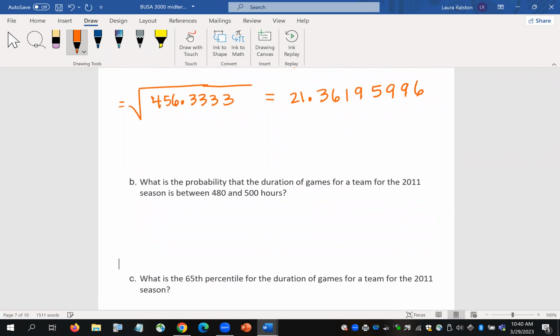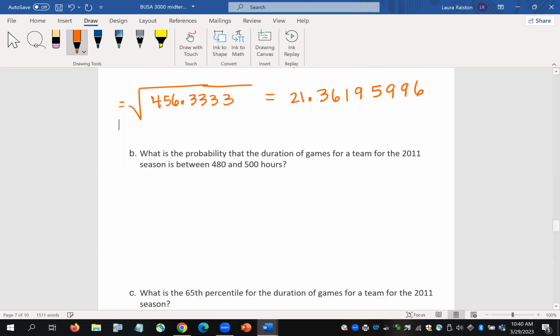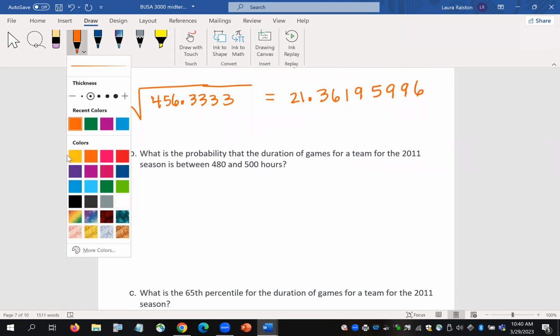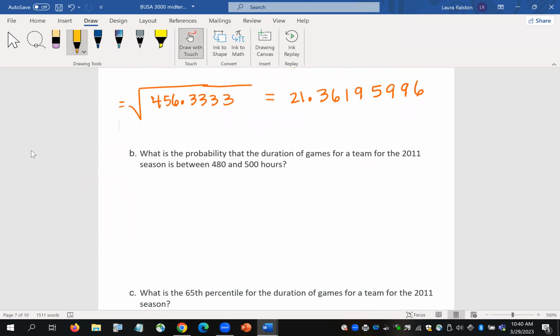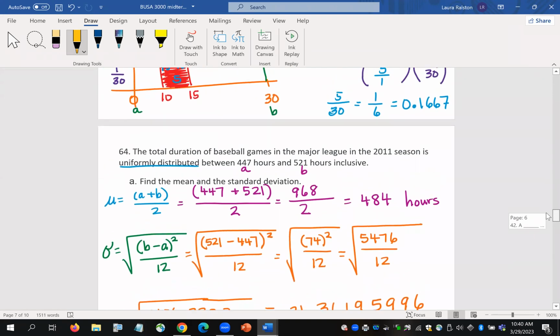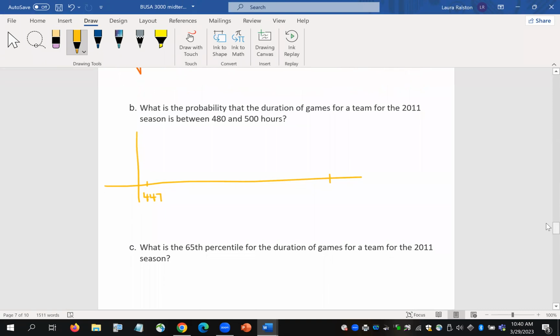It says, what is the probability that the duration of games for the team is between 480 and 500 hours? So again, we have a uniform distribution. My low value was 447. My high value was 521. It is a uniform distribution, which means visually it is a rectangle.